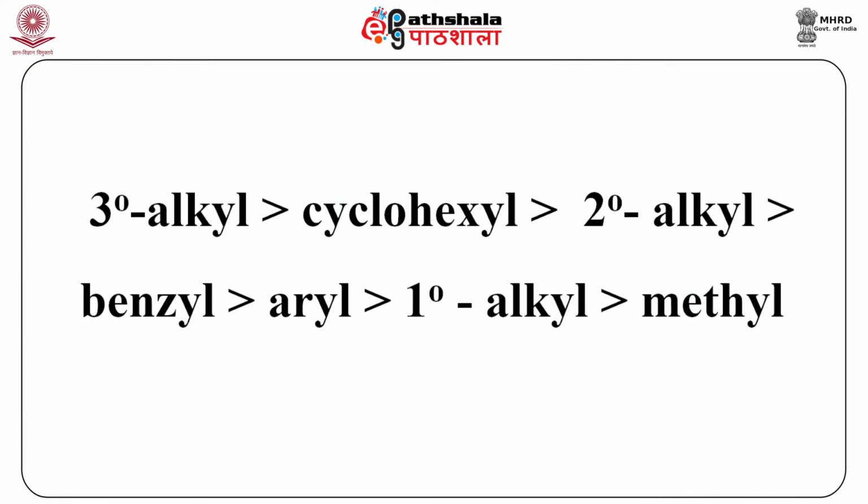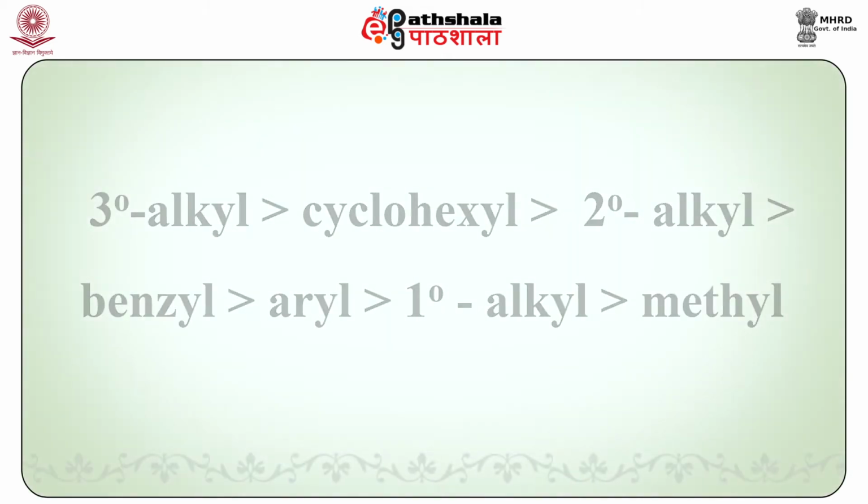The substituents which can stabilize the positive charge can migrate more readily. The migratory aptitude of various substituents follows the following order: tertiary alkyl greater than cyclohexyl, which in turn is greater than secondary alkyls, benzyl, aryl, primary alkyl, and finally the methyl group. The electron withdrawing groups with the -I, that is inductive effect, on the peroxy acids enhance the rate of reaction. As the rearrangement is a concerted process, the configuration of the migrating chiral substituent is retained.